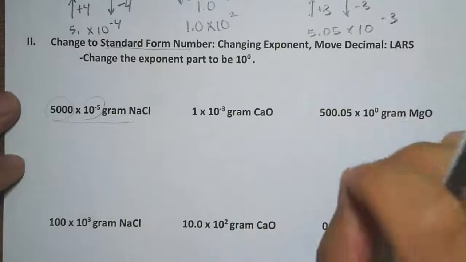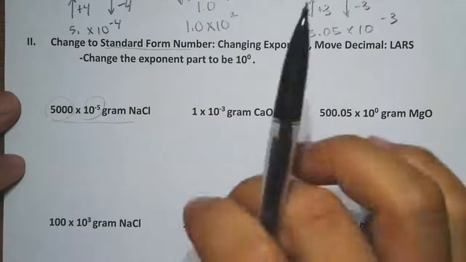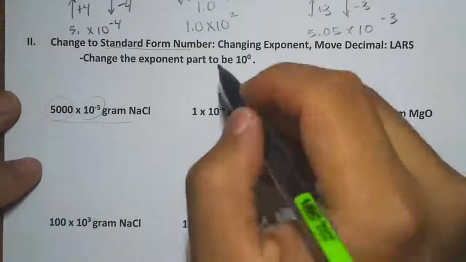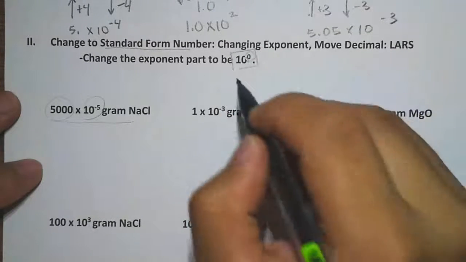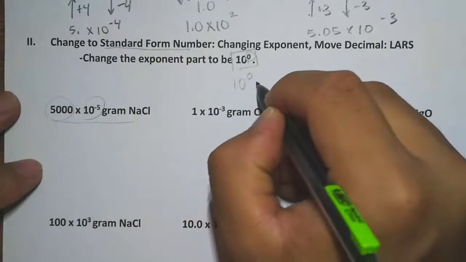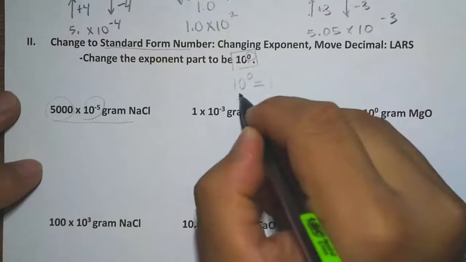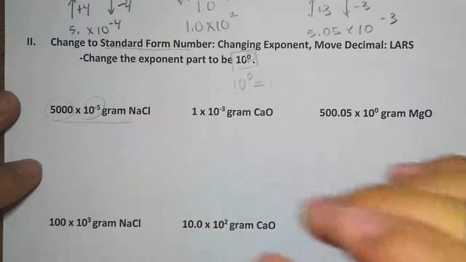Last time, we moved the decimal first, then we changed the exponent. In this case, we're going to do the opposite: we're going to change the exponent, and then move the decimal. But what do we change the exponent to? Because we want to get rid of the exponent part, the only way is to change the exponent to the power of 0, because anything to the 0 equals 1. So you want to make your exponent equal to 0, because 10 to the 0 equals 1. You either add to the exponent or you subtract.